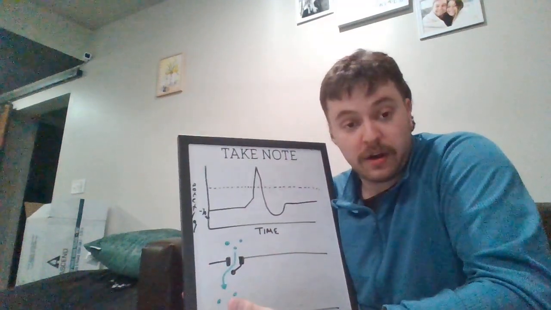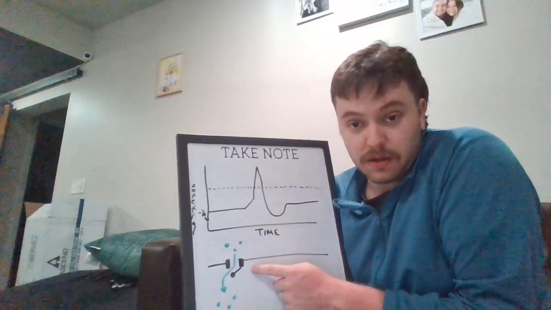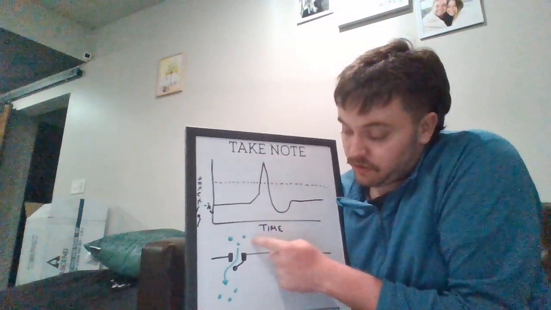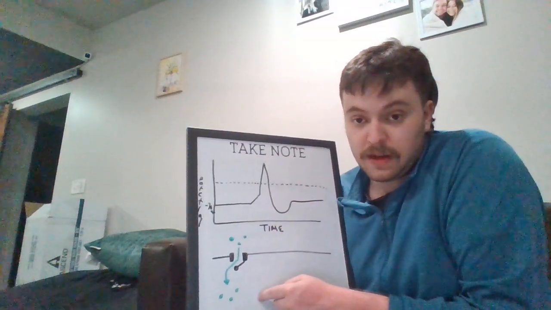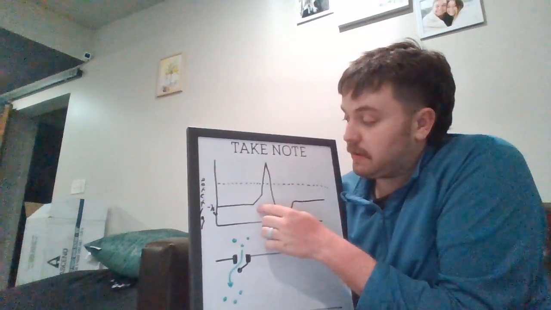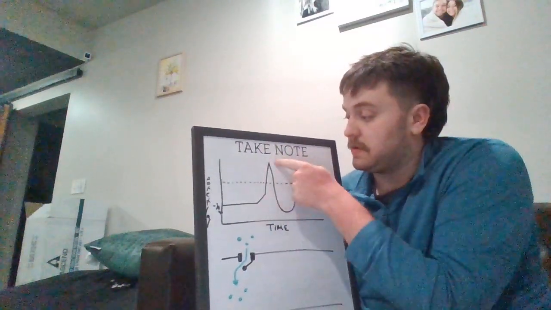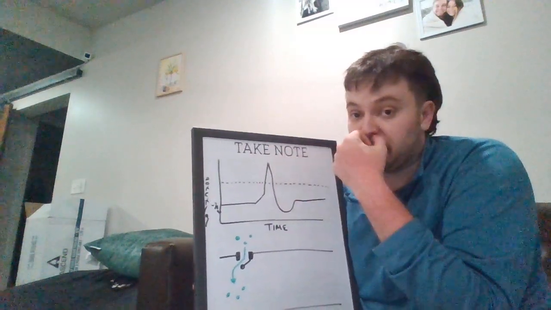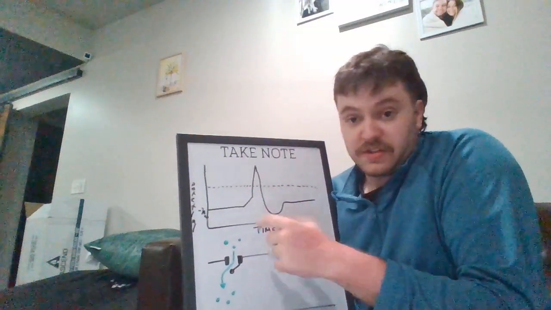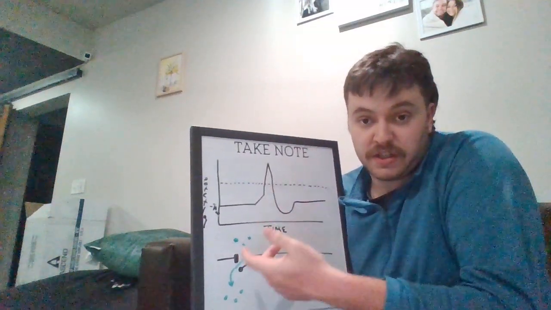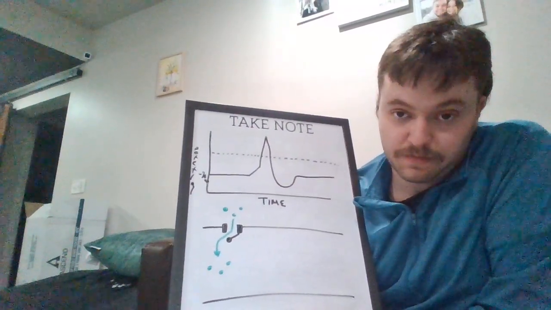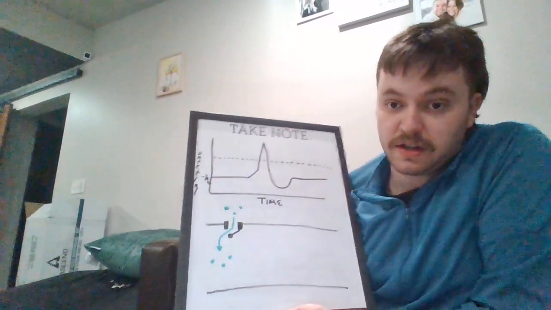Now, when we are in the rising phase, our sodium channels are opening up, and sodium ions are rushing into the cell. And that's going to cause depolarization from negative 70 millivolts all the way up to positive 30 millivolts or positive 40 millivolts. So when the threshold is reached, our sodium channel opens, causing rapid influx of sodium, and then our charge will increase as well.